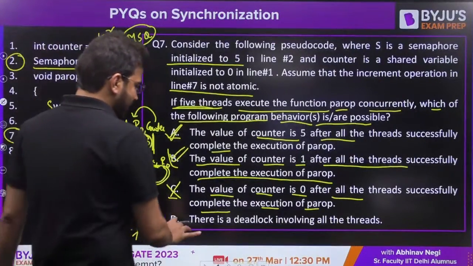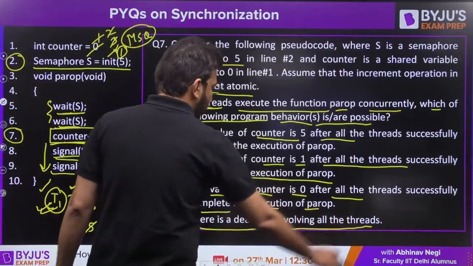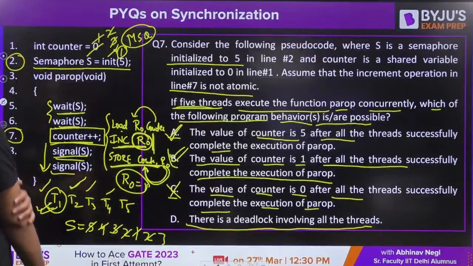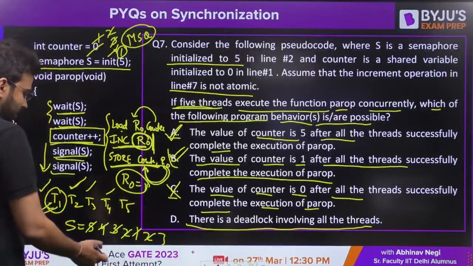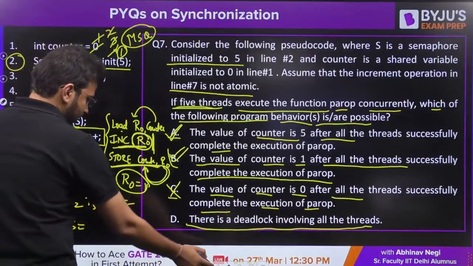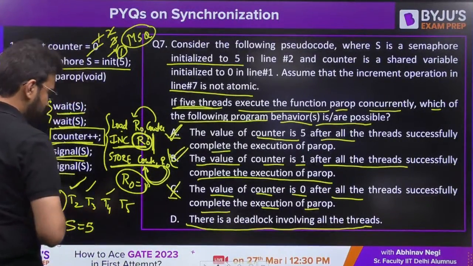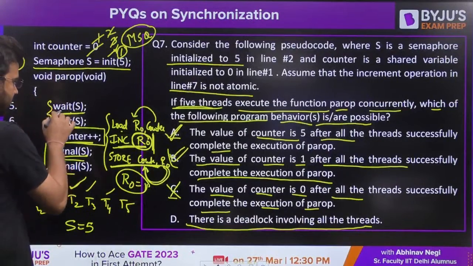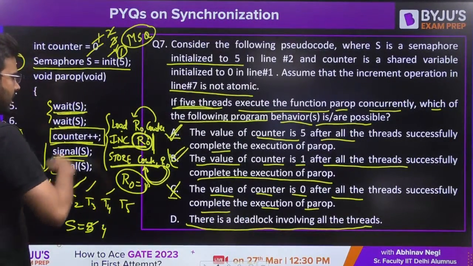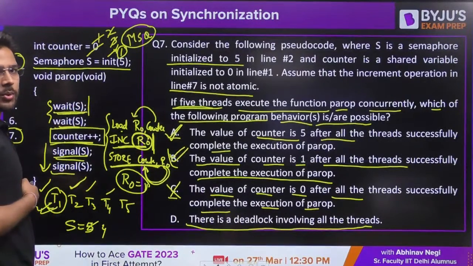What about option D? There is a deadlock involving all the threads. So do we have any possibility of deadlock? Let's find it out. So let's consider the values again here. S is equal to 5. Let's say T1 arrives, it is going to perform wait on S. Fine, it is going to make it 4. Let's say it got preempted just after this one.